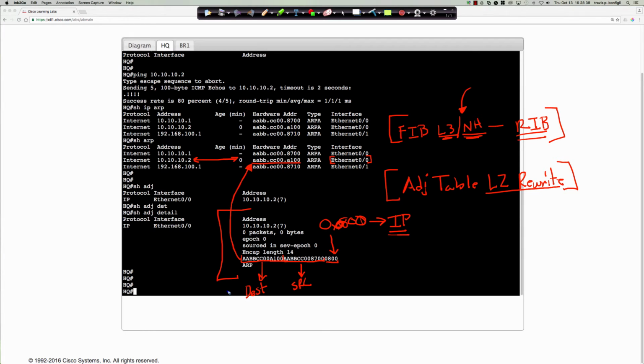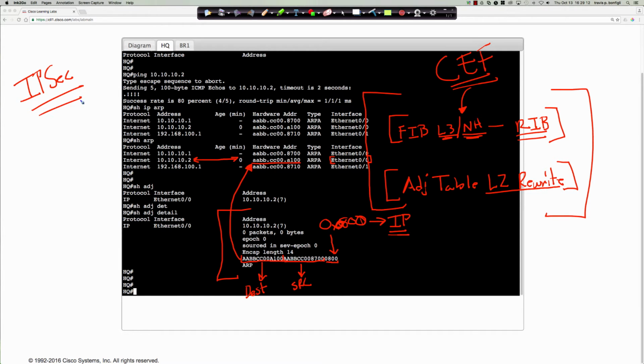It has all the information that CEF is going to require for the layer 2 rewrite, and that is absolutely critical. So again, combined with the layer 3 information from the FIB, the adjacency table and the FIB, this is CEF switching. And I'm going to use a loose analogy here. Think of it like IPsec, where IPsec isn't just one thing. IPsec is made up of all kinds of things.